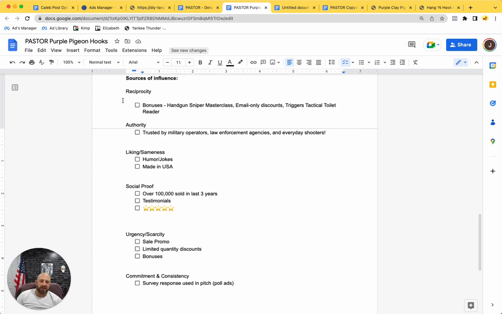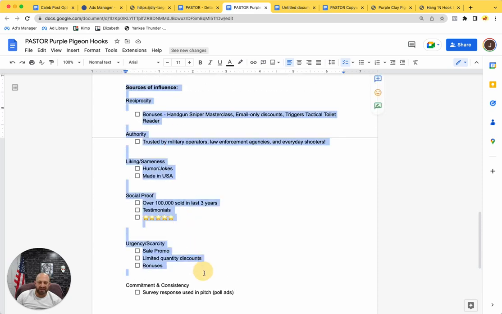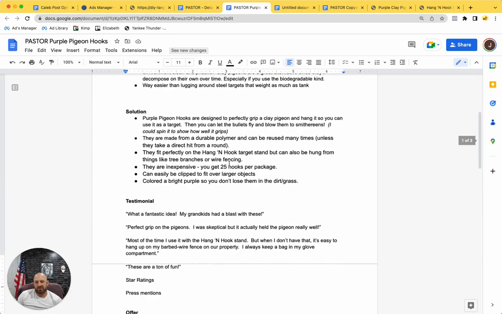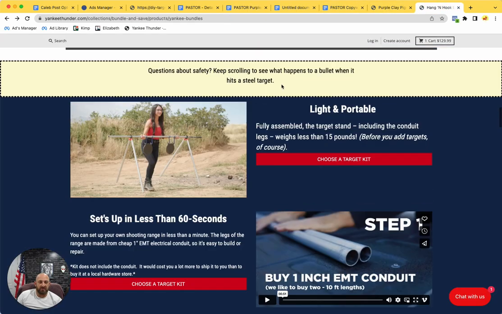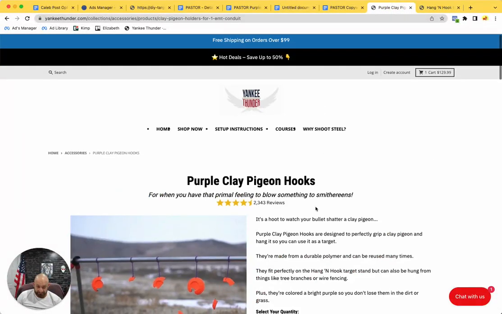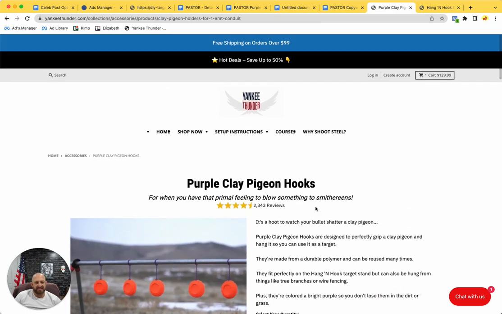But I go through my copy on my website and I ask, is there anything I can do to punch this up and make this stronger? So long story short, this is the process I go through. So let's go back and look at my purple pigeon hooks. You can kind of see some of this coming into place.